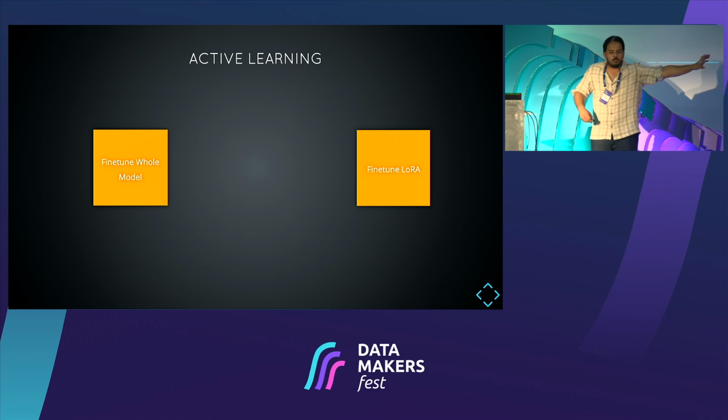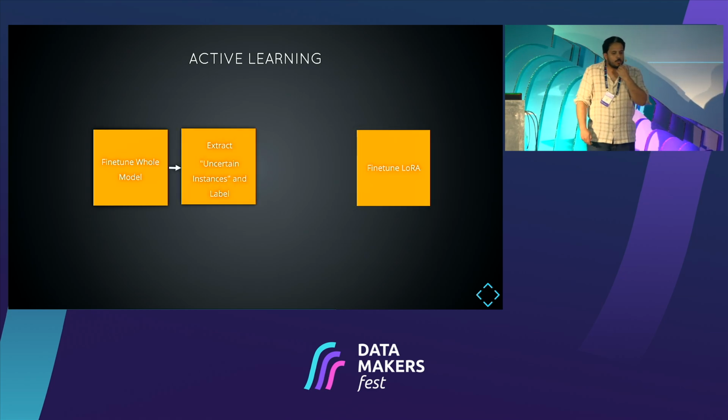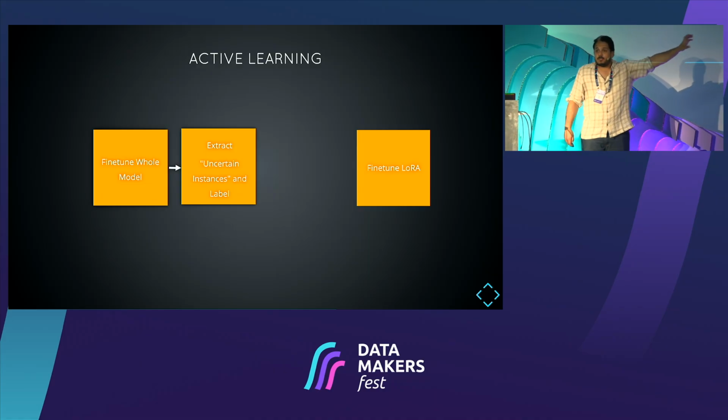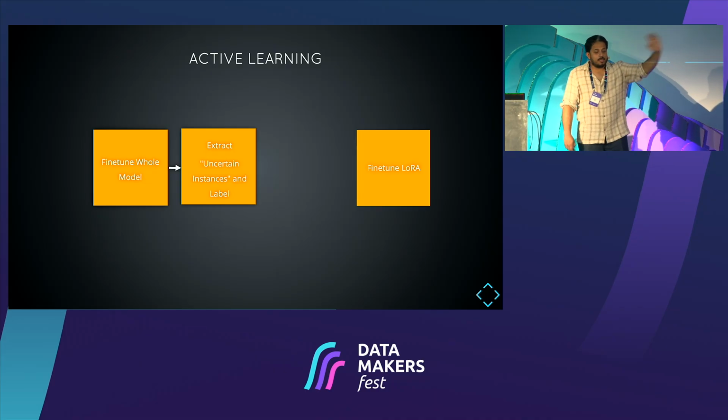We fine-tune the whole model, and then at the end, we fine-tune a LoRA adapter, right? So what you do is you extract the uncertain instances and label them. So you don't have to spend a lot of time getting good labels for your initial training. You train that model, and then on your training set, you ask the model what are the most uncertain instances. For example, that means things that are very close to the decision boundaries.